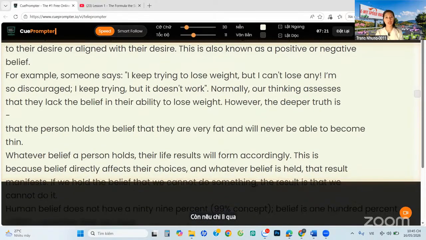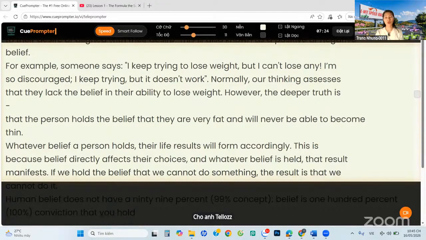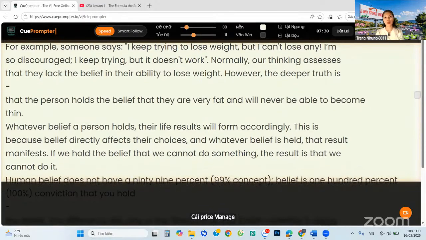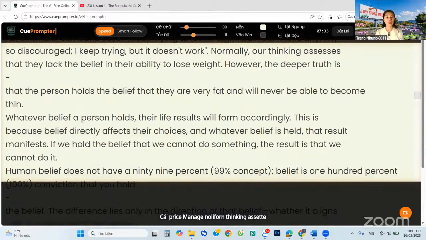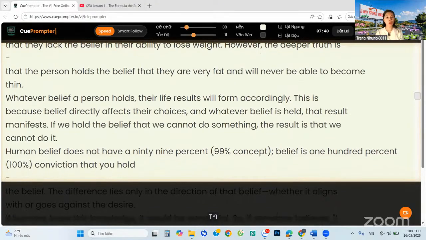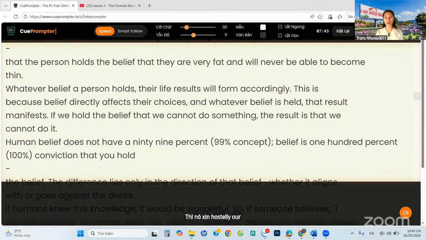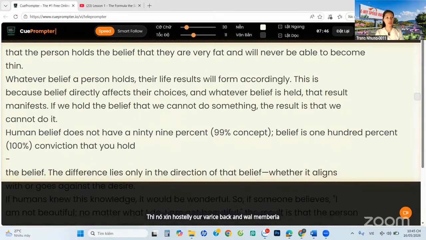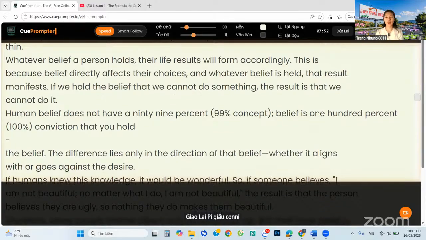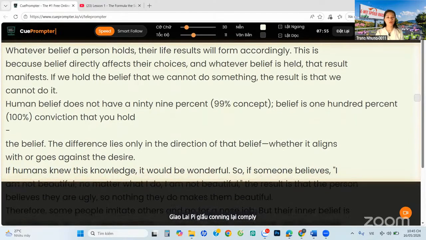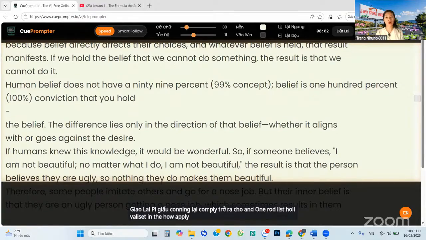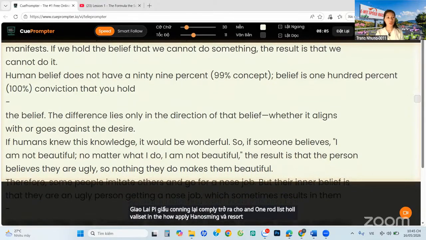For example, someone says, I keep trying to lose weight, but I can't lose any. I keep trying, but it doesn't work. Normally, we think they lack belief in their ability to lose weight. However, the deeper truth is that the person holds the belief that they are very fat and will never be able to become thin. Whatever belief a person holds, their life results will form accordingly. This is because belief directly affects their choices, and whatever the belief is, that is how the results manifest. If we hold the belief that we cannot do something, the result is that we cannot do it.